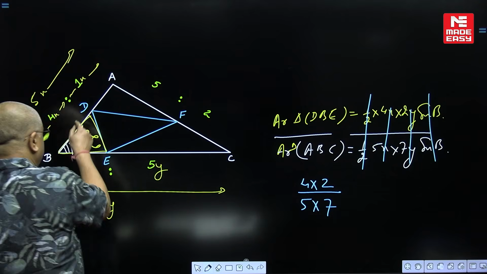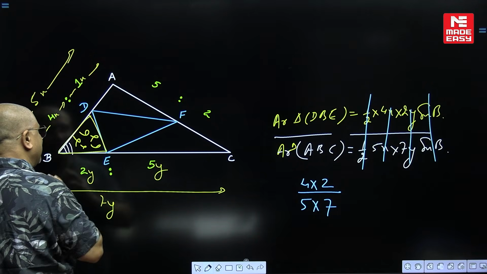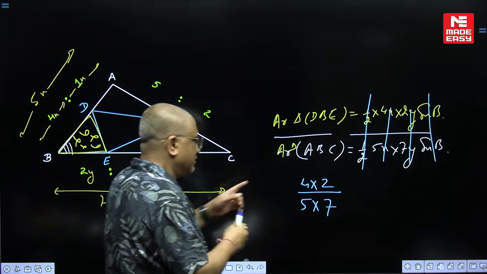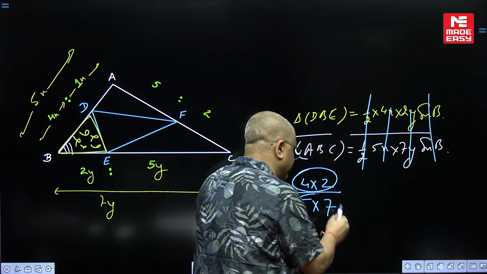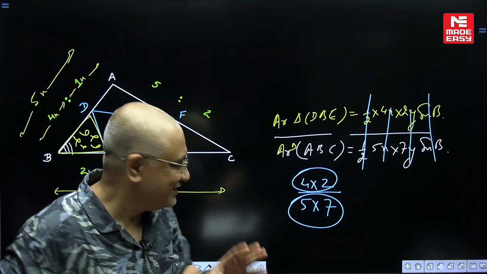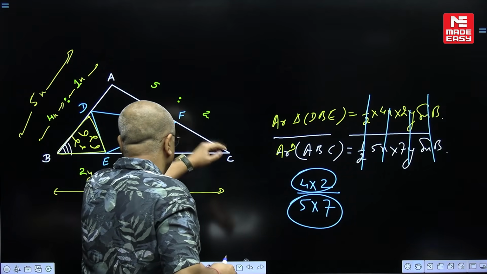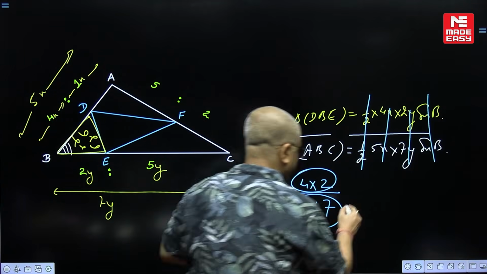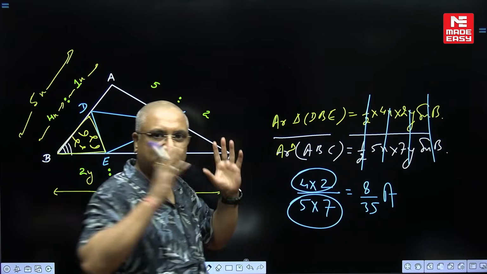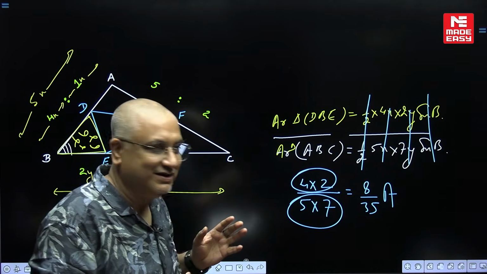For the small triangle it is 4 into 2, and the sine of angle B cancels between top and bottom. 4 into 2 is the smaller one, and the larger one is 5 into 7. I hope the point is made. This small area as a fraction of the total is 8 upon 35. Whatever the larger area is, this smaller yellow area is 8 upon 35 of it.